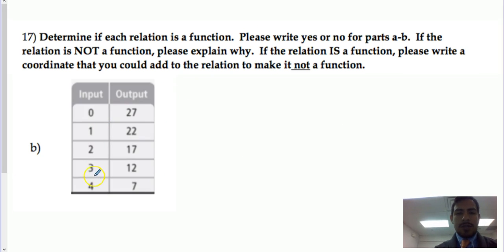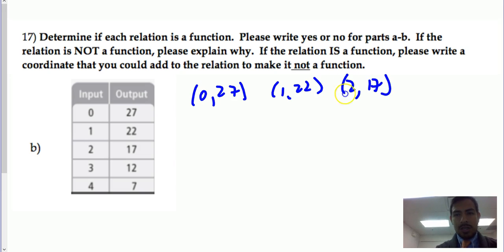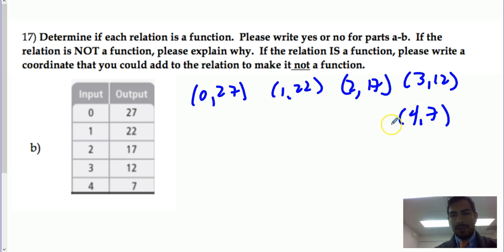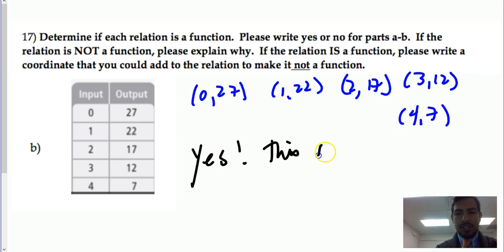Then for the last problem, number 17b. Okay, let's see. Do we have a function here? 0 gets 27, 1 gets 22. What I've seen some of my students do actually, and I love this, is they take the time to write out each one, and then they look at all their x values, and they see, are there any x's that repeat? 0, 1, 2, 3, 4. Nope, this is a function. So, yes, this relation is a function.